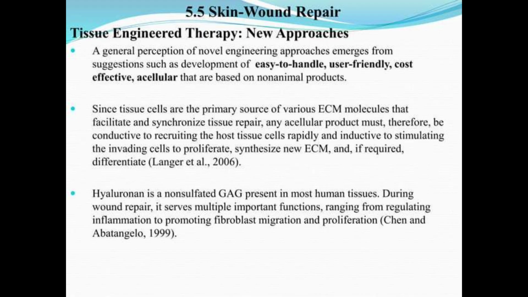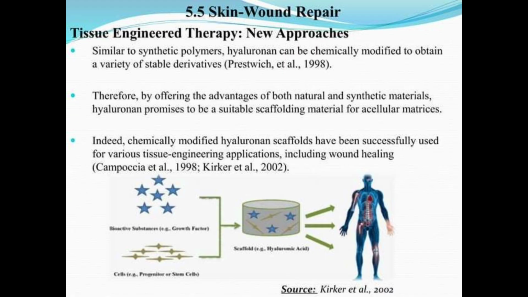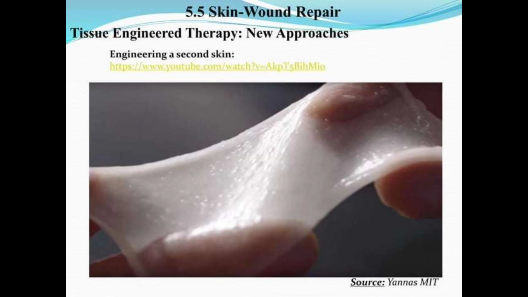Here we can see the new approach where we make use of hyaluronan and non-sulfated glycosaminoglycans for human tissue and wound repair mechanism. Here we can see the diagram which shows how the scaffold is able to treat the skin tissue. Here is the tissue where we can see the second skin is developed that can be applied over the wound for the wound repair mechanism. That's all.